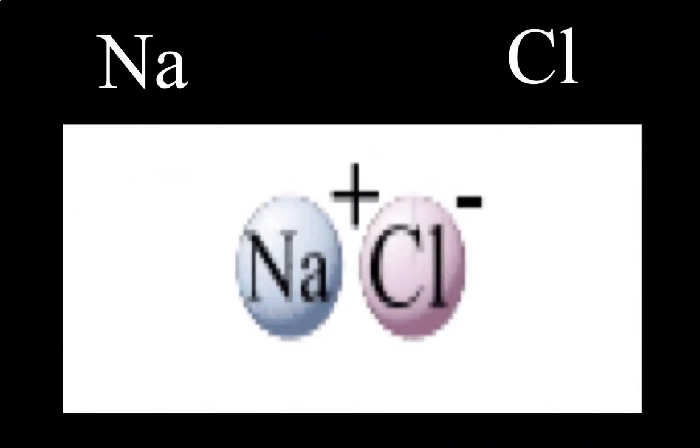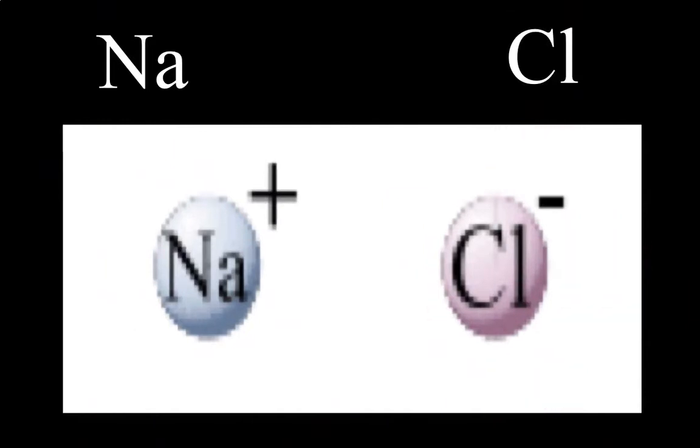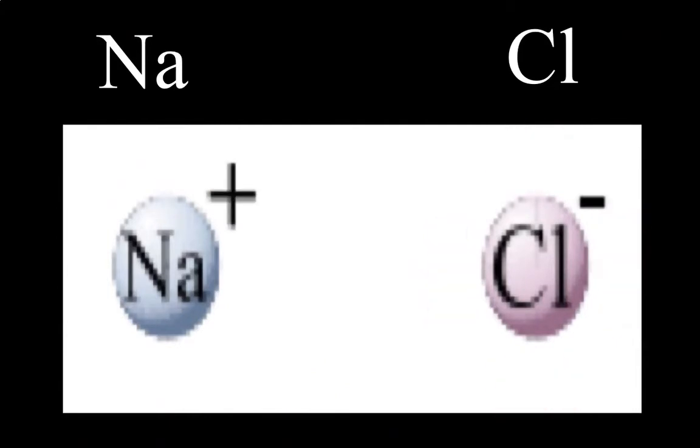Sodium is a cation, a positively charged ion, and chlorine is an anion, a negatively charged ion. I'm sorry, I misspoke earlier. And you can see that they get attracted to each other. That's what makes an ionic bond, the attraction between a positively charged ion and a negatively charged ion.